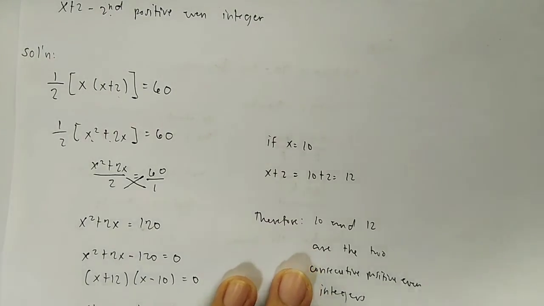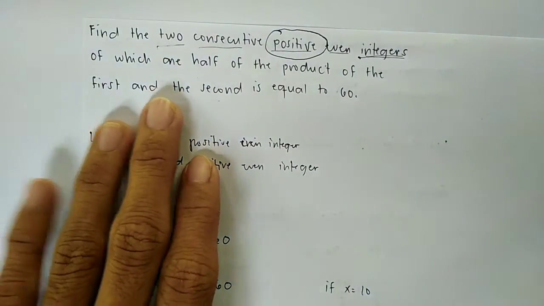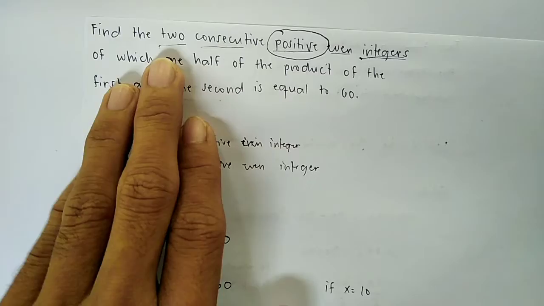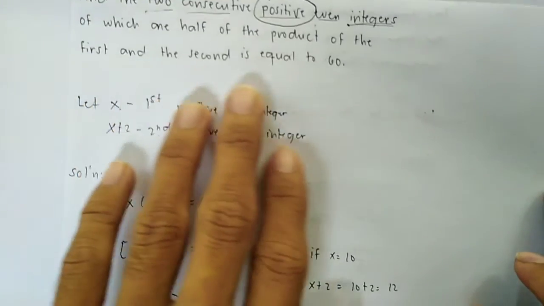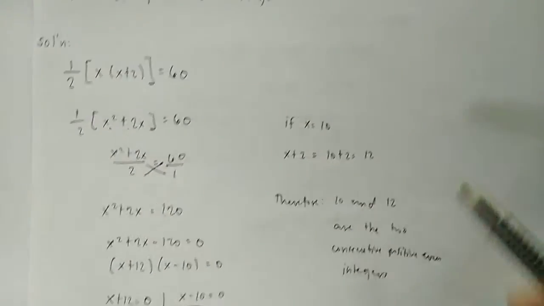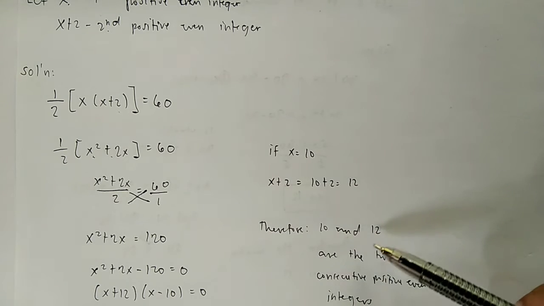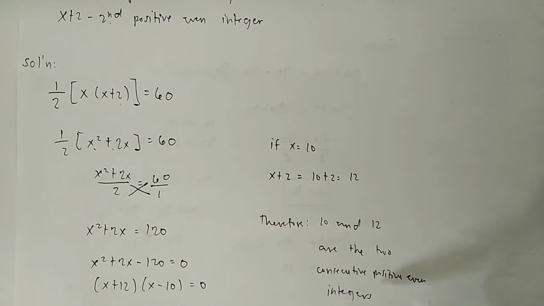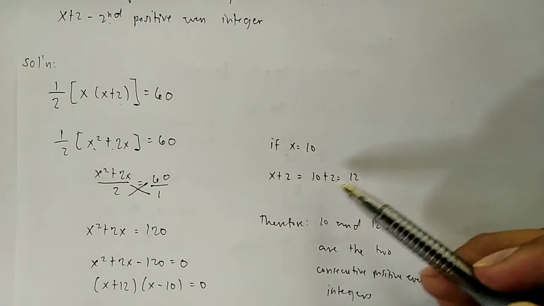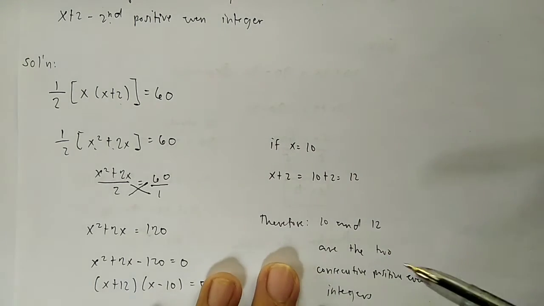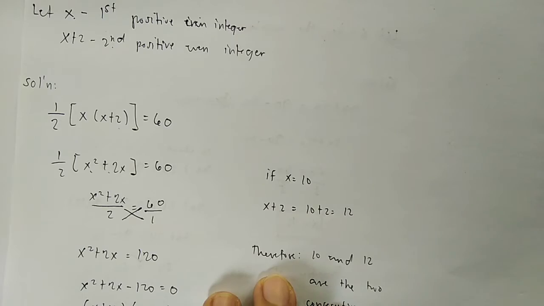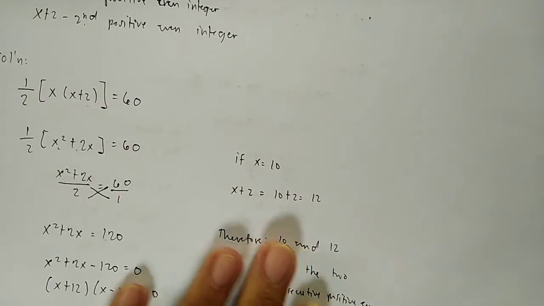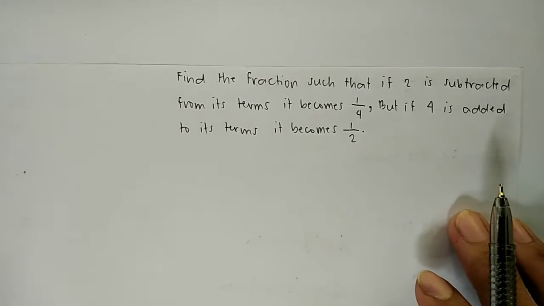To check if they are really the values, just go back to the statement provided in the problem. We have: find the two consecutive positive integers of which one half of the product of the first and the second is equal to 60. If you multiply 10 by 12, that is 120, then divide by 2, that is equal to 60. So we are correct that 10 and 12 are the two consecutive positive even integers that the problem is asking for. So that's all. Then let us proceed to the second and last example for this video.